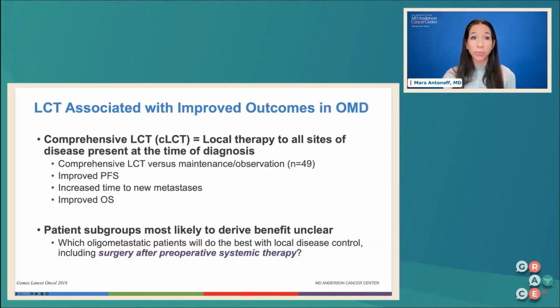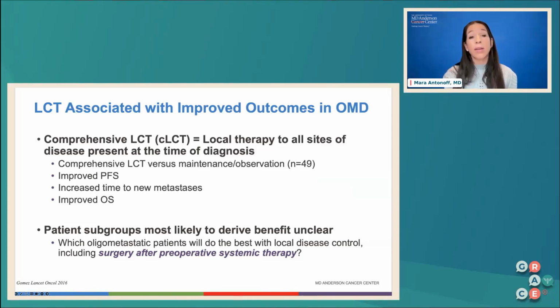So this is really important, and it changed the way that we think about local therapy for patients who have stage 4 lung cancer. We also saw with that study that came out almost 10 years ago that individuals who had comprehensive local therapy, so this is providing local therapy to all sites of disease that are present at the time that one is diagnosed, had improved time until progression, increased time until new metastases, and even improved overall survival.